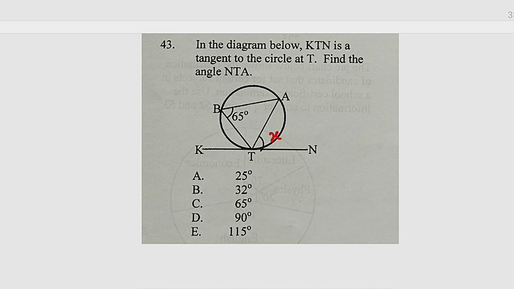Let me call it X. You should remember that the angle formed between a chord and a tangent line is always equal to that interior angle which is subtended by the same chord to the circumference. So this is the angle subtended by that same chord to the circumference, which is 65, and hence this angle must be 65. Very simple question from alternate segment theorem, and this is option C. Now let us move on to question number 44.